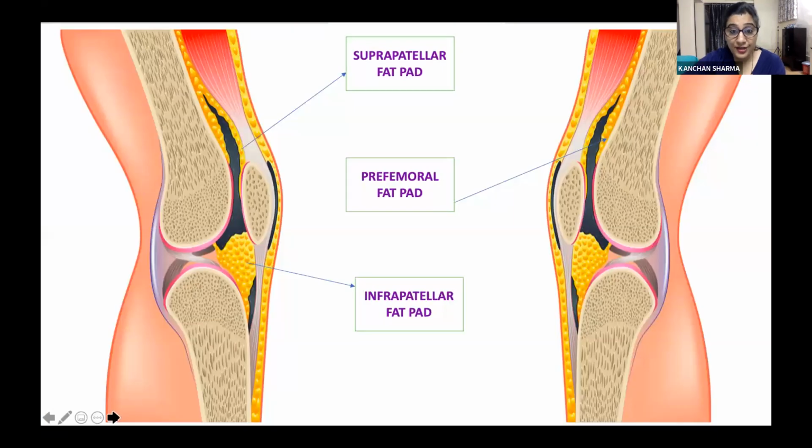Then remember 3 fat pads. One is your suprapatellar. Then you have prefemoral. Always remember it with the name. Suprapatellar means it should be above the patella. Prefemoral means it should be in front of the femur. Infrapatellar means it should be beneath the patellar tendon. So these are the 3 fat pads which you should be remembering.